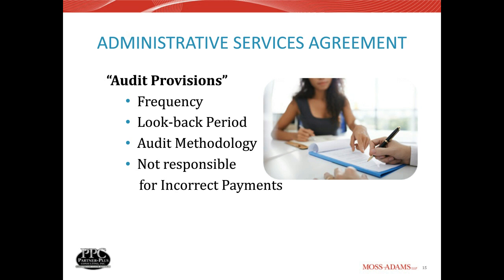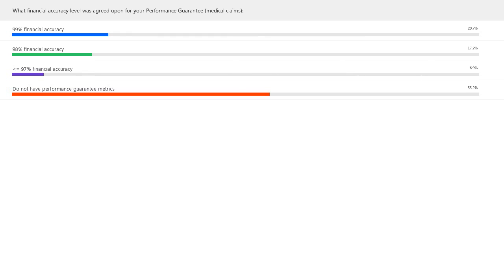Wait a few more, and maybe I will close it now. So let's see. Francis, I'm not sure if this is what you see in the industry. It's kind of a little even between 99, 98, and then 53% almost don't have performance guarantee metrics. Yeah, that's interesting. For those of you who have it below 99%, roughly 25, 30% of you, it's worth having that discussion with your TPA. And for those of you who don't have performance guarantees, we know that there are pros and cons with having them. But if you do, consider the fact that 99% is the industry standard.